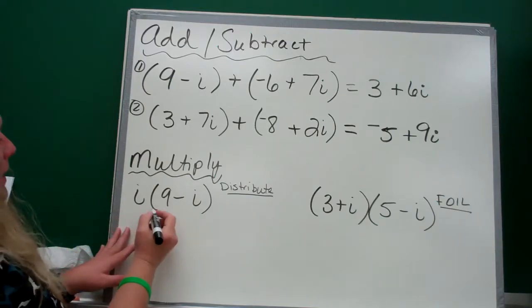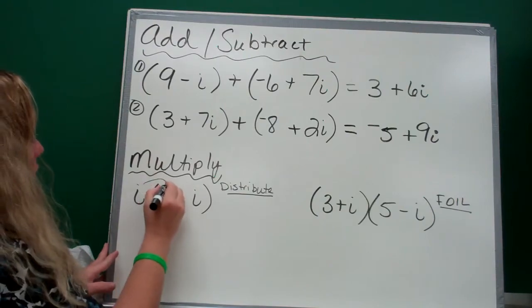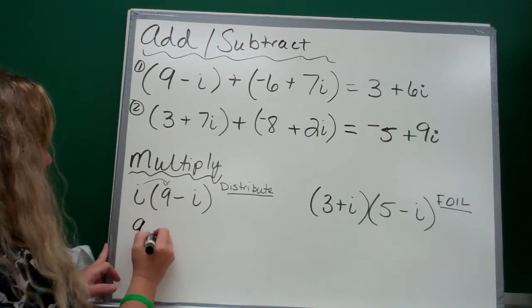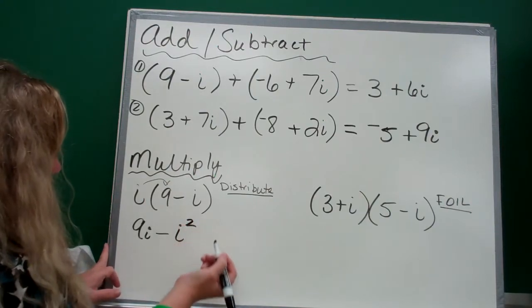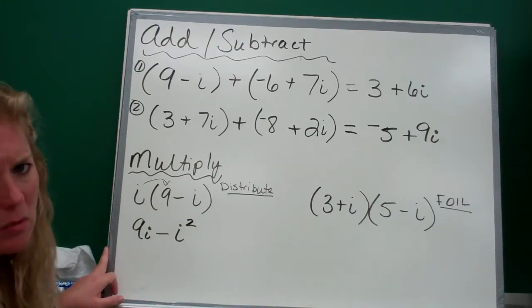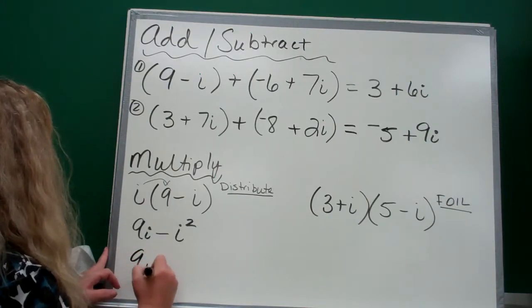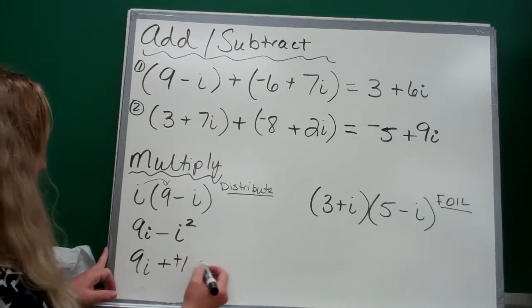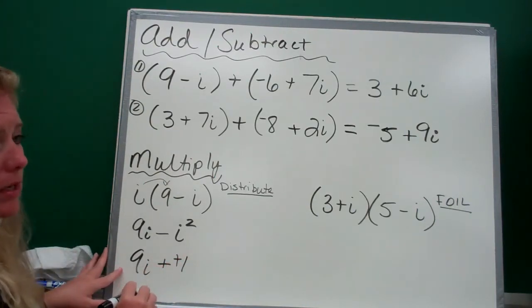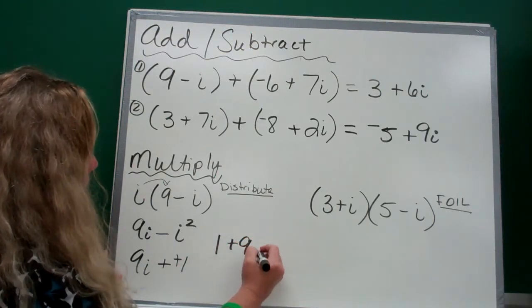Okay, multiplication. Here I've got i times 9 minus i. You're going to distribute. So you're going to do i times 9, that's 9i, minus i times i, which is i squared. What does i squared equal? Oh yeah, it equals negative 1. 9i minus negative 1 becomes plus the positive 1. And the final answer, written in standard form, is 1 plus 9i.